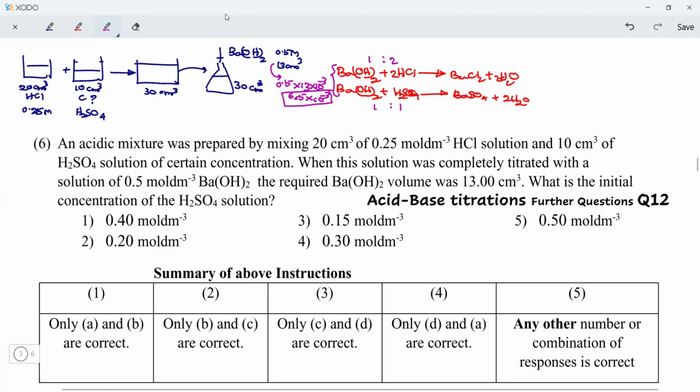Okay. Now we know about HCl. We can find moles of HCl from here. 0.25 into 20. That means number of moles, 2.5 into 2, 5 into 10 to the power minus 3. Okay. Now come to this point, it's very important.